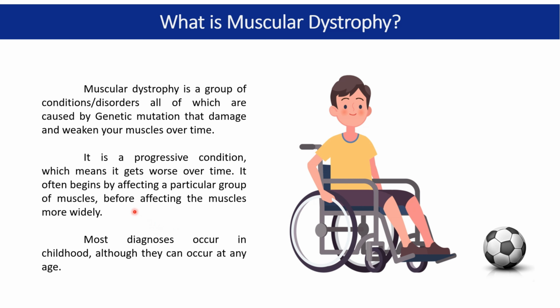Usually, before affecting the muscles as a whole, it starts affecting a particular group of muscles, depending on the dystrophy type. Most of the time the diagnosis occurs in childhood. It can be at a very early stage, in a 2 to 3 year old kid, or it can start appearing in a kid who is going to school, or it can start appearing at the age of 15 or 16.